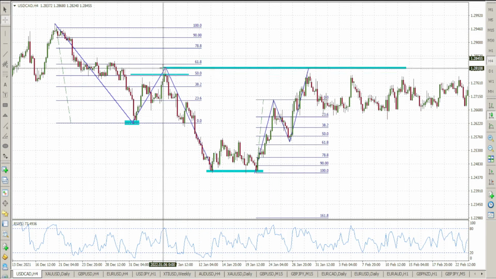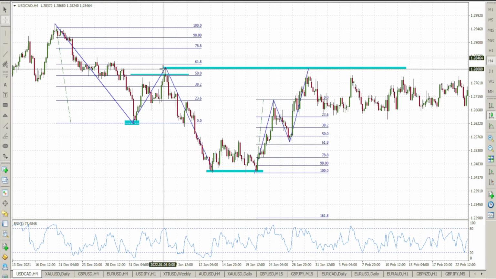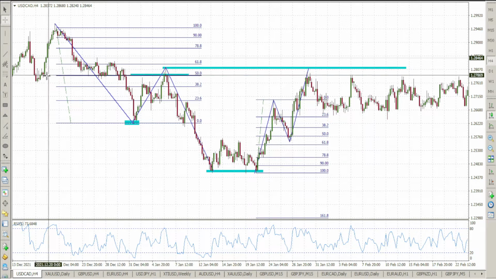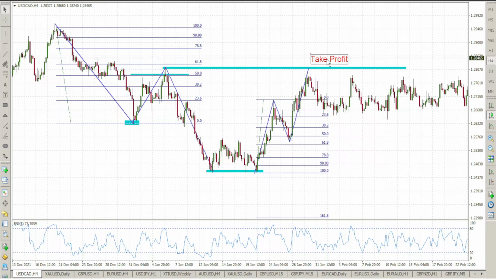Like from there it gave 351 pips, from here it gave 252 pips. Here this level helped in taking profit from the market. Let's have a look at that. Let me write it quickly. It helped us identify this take profit zone.